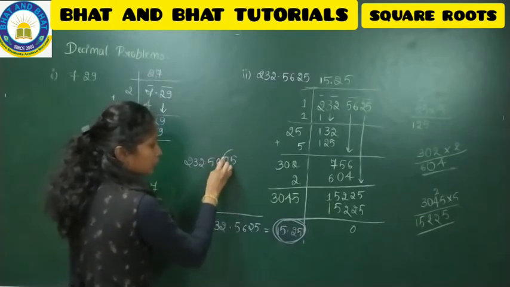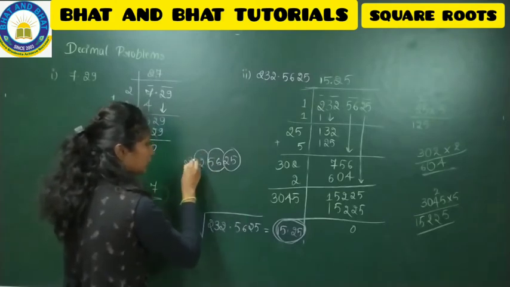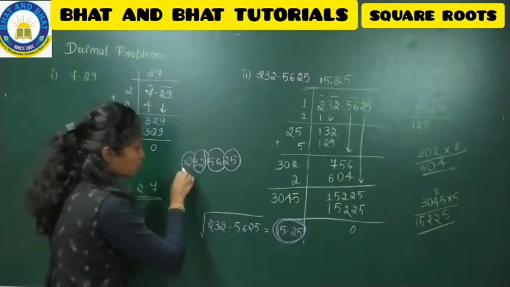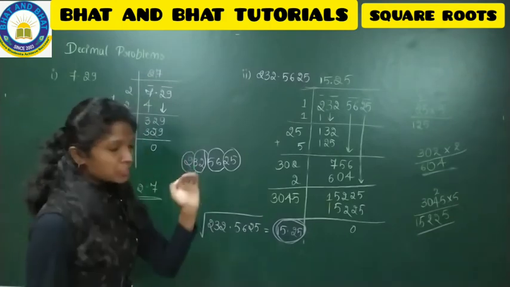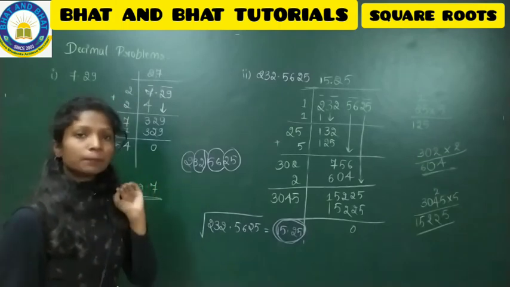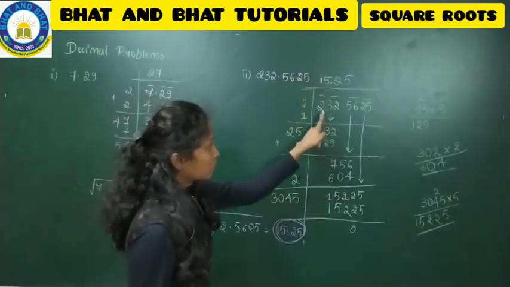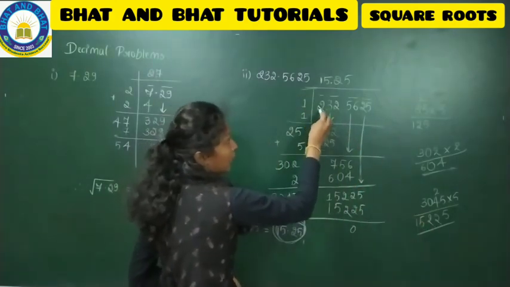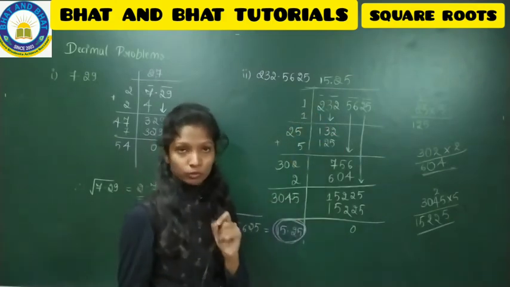232.5625. Here, 25 is one pair, 56 is one pair, 32 is one pair, but 2 alone stands to make it 2 as one pair. Okay, so when you are making the pair, make sure that it has to go in a particular square itself. See here, 1 ones are 1. Okay, so 1 ones are 1 and the remainder is 1.